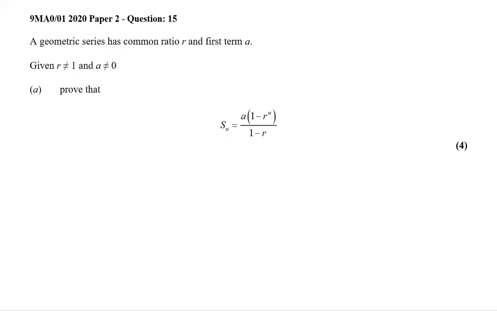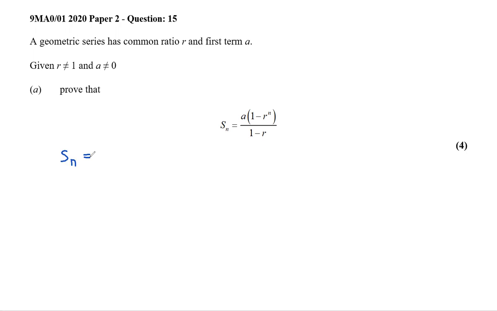Okay, so this is the sum of n terms of a geometric series. This question was taken from paper 2 2020. It was question 15. This is question 14 on the trial exam. So the way to do this, if we write out the series, so we have the sum of n terms.